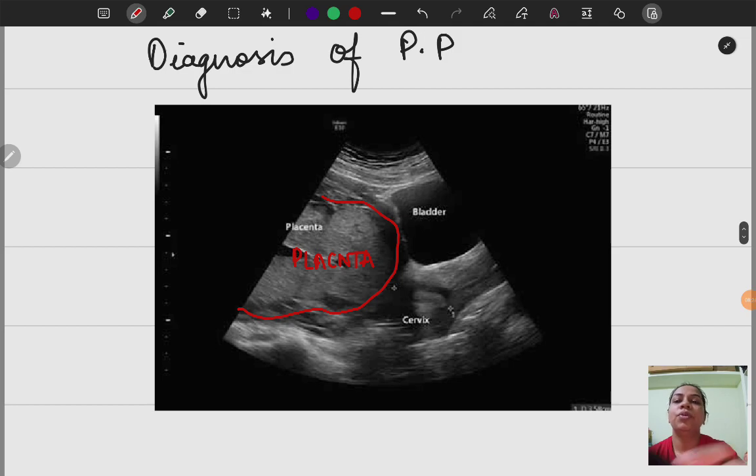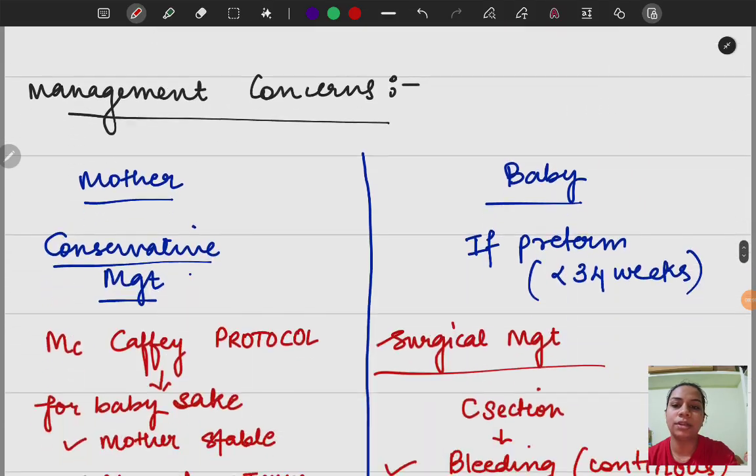So in this picture you can see the diagnosis of placenta previa on USG. This is the bladder of the mother, this is the cervix. The cervix is getting covered with the placenta. This is the placenta and this is the baby's parts. So the placenta is coming in between, so it is a very clear visualization of the diagnosis of placenta previa.